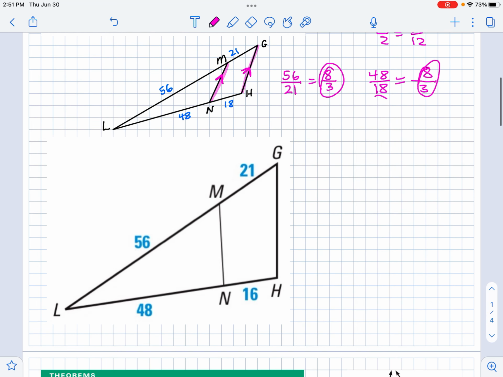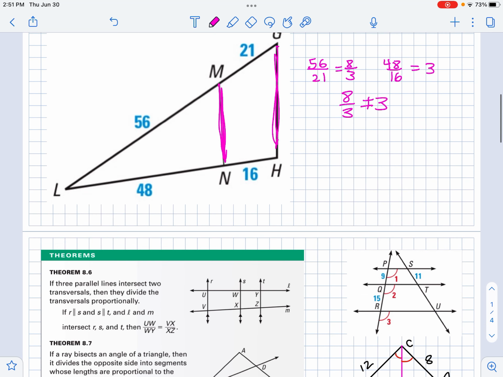Now let's try that again for this one. Here we've got 56 over 21, which is 8/3. And over here we've got 48 over 16. Let's see what that is. Reducing this fraction, it's just going to be 3, right? So 8/3 is not equal to 3. So these lines are not parallel. This line is not parallel to this line. Well, there we have it.